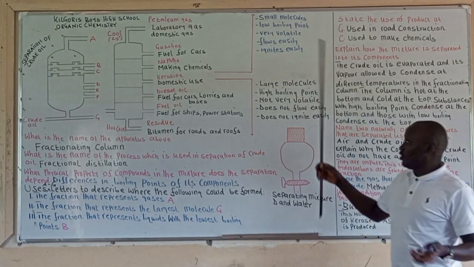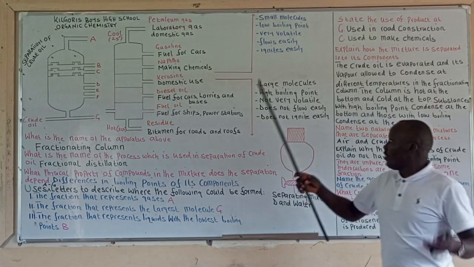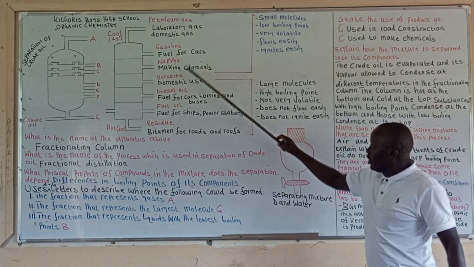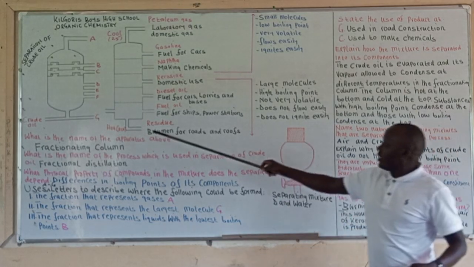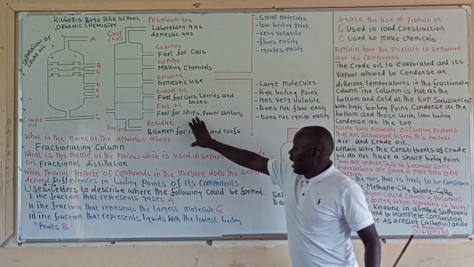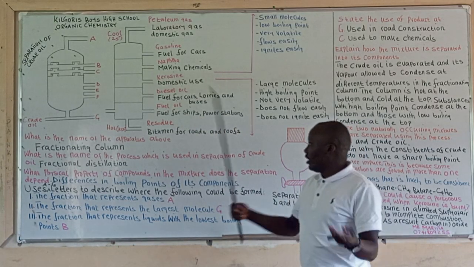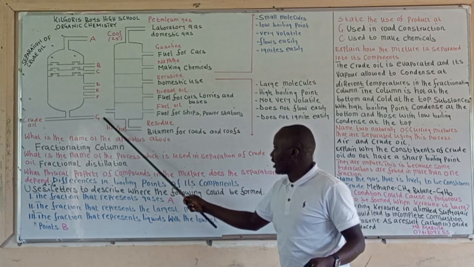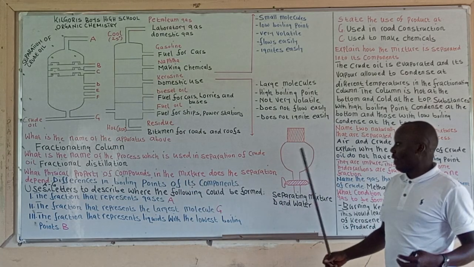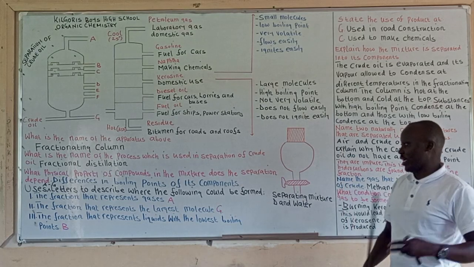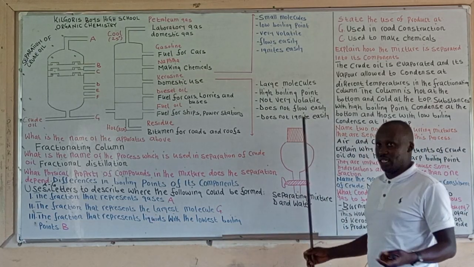We have the fraction that represents the largest molecule. The hydrocarbons which have very large molecules are found between the kerosene and the bitumen. So normally you can just say the hydrocarbon which is at the bottom here is the hydrocarbon with the largest molecule. In this case, we can use letter G. I mean that letter G represents the hydrocarbon with the largest molecule. The fraction that represents liquid with the lowest boiling point.